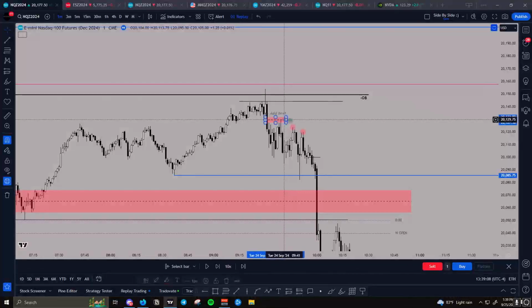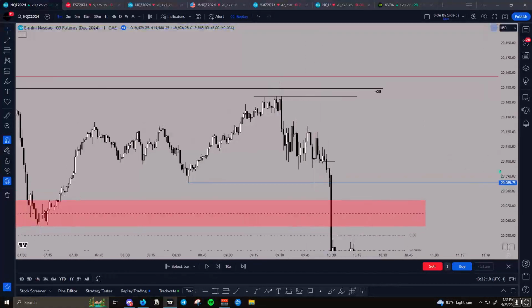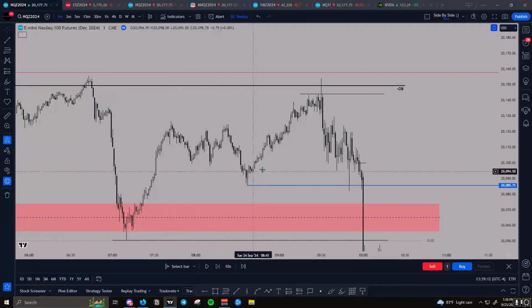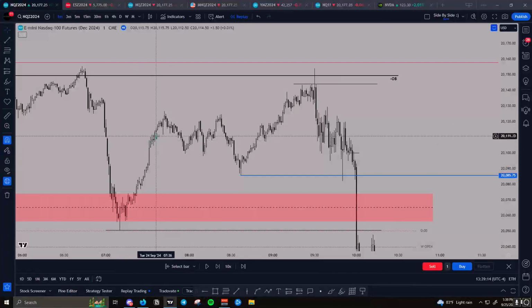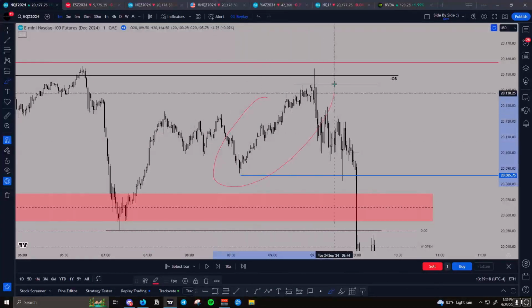But this was the sequence that I was looking at, the time sequence, and the power of 3, right? This is your accumulation inside of here. Here is your manipulation leg up into what? Your key level. And then what do we have? A flip in order flow, right? Now we're starting to reject highs, and now bearish PD arrays are now being respected.